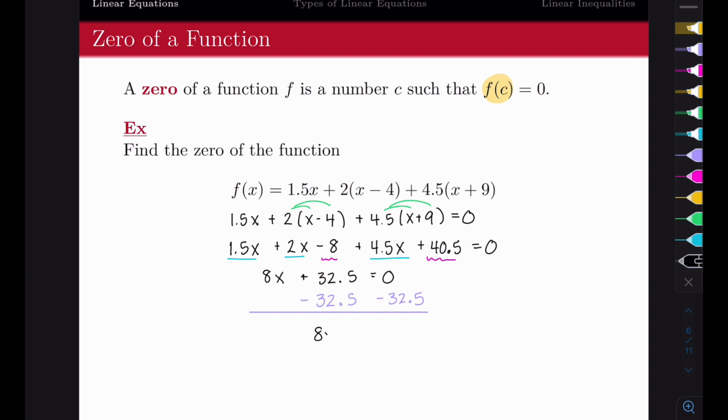And that leaves us with just 8x on the left, negative 32.5 on the right. And then finally, we can divide both sides by 8. Those cancel. And that leaves us with x is negative 32.5 over 8, which is a nice decimal. It's negative 4.0625. So if we plug this number in for x into our function, the output will be 0.